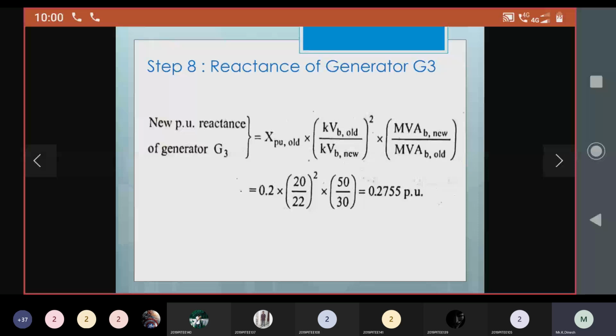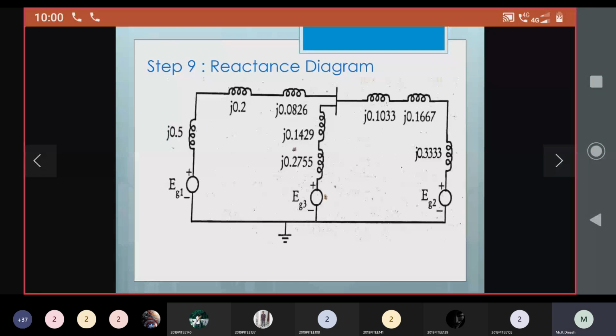So now our intention is we have to draw the reactance diagram. So we have G1. From the left hand side, EG1 in series is J0.5, equivalent for your G1. And for transformer T1 it is J0.2. For the 80 ohm line it is J0.0826. For the 100 ohm line it is J0.1033.